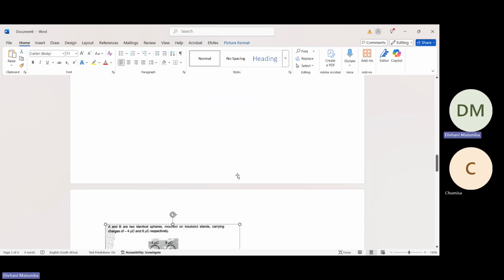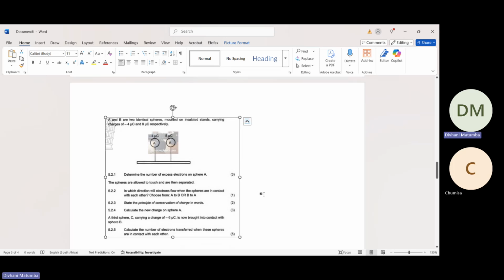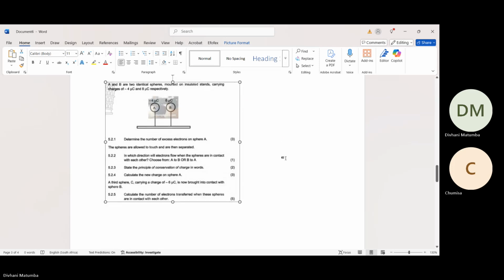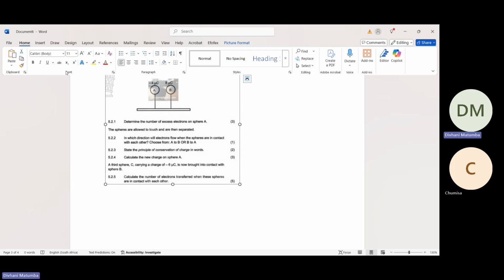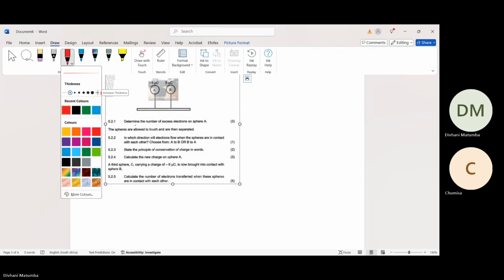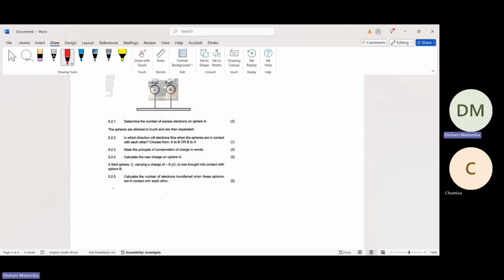Okay, now what happens after separation? When two spheres that were in contact are separated, can you describe the process? What happens to the charges after contact? Conservation of charge. That is true.